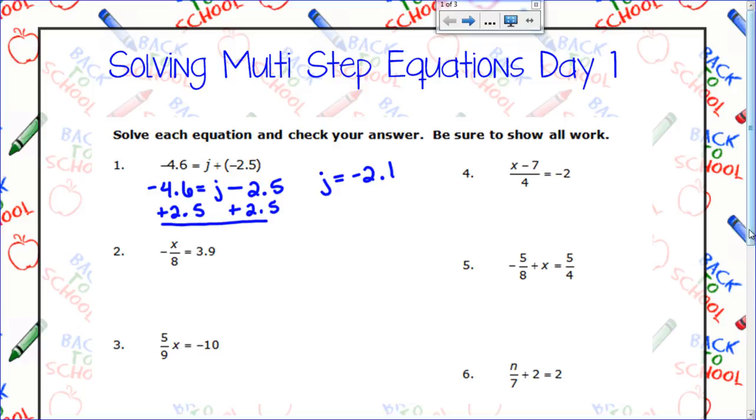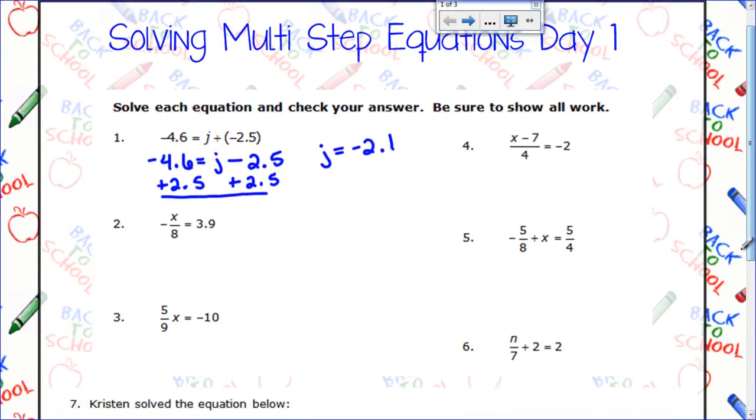So look at number 2. Number 2 looks like it has a fraction. You've got negative x over 8 equals 3.9. Remember, this means division. And if I want to get rid of dividing by 8, then that means I'm going to multiply by 8. So I'm going to multiply both sides by 8. So over here on the left, my 8's cancel, leaving me with negative x is equal to 31.2.